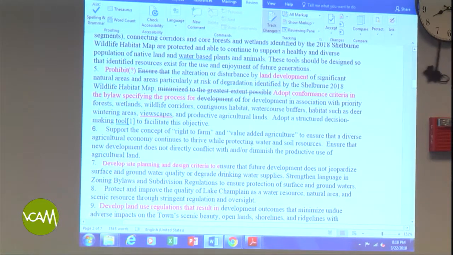It's on number 5 of the objectives. Yeah, so page 2. It's just, it's not right. Kate's version. Just prohibit.